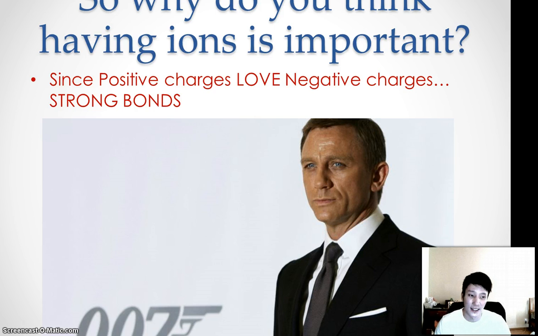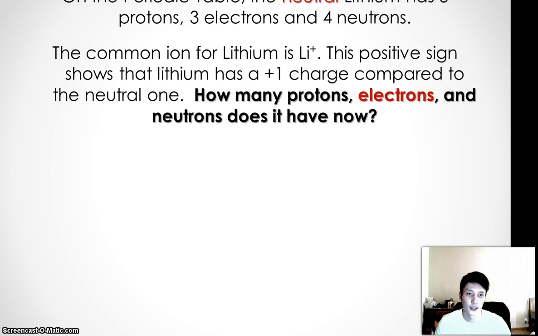So later on, when we talk about ionic bonds, which are ions coming together, ionic bonds are very strong compared to another type of bond we'll talk about, which are called covalent bonds. Okay. Oh, it got cut off again.